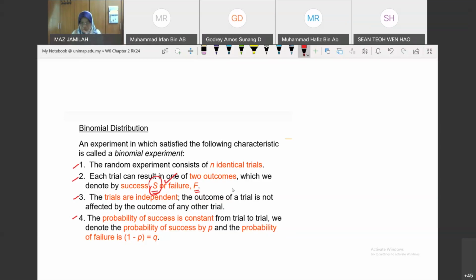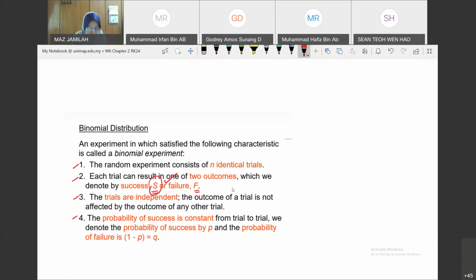It depends on what is the given question in your questions. Okay, later we'll see. But as far as this criteria is concerned, just know that there will be two outcomes. One is success, the other one is failure. Okay? What type of success depends on how the researcher defines the success.